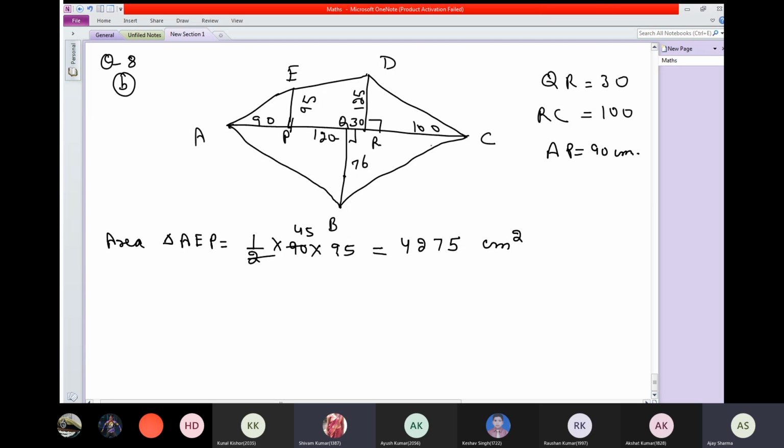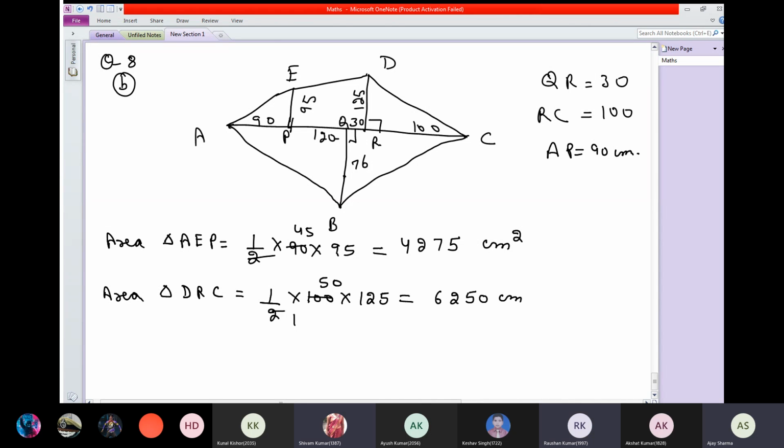Now the next one. Next is area of this triangle DRC. You may take anyone first or anyone later, but I take this one first, DRC. It will be the same again, 1/2. What is the base? 100. What is the height? 125. So 2 into 50, 100. Multiply these. What will be the answer? 6250. 6,250 centimeter square.